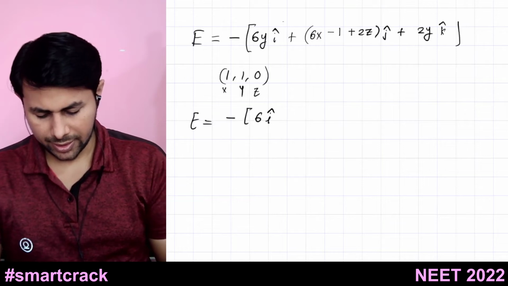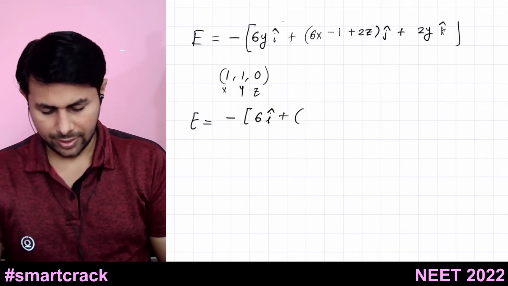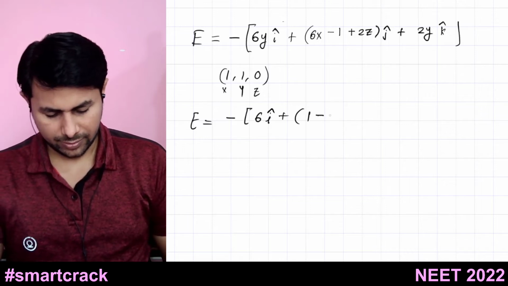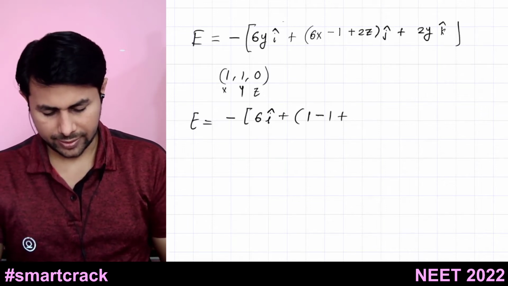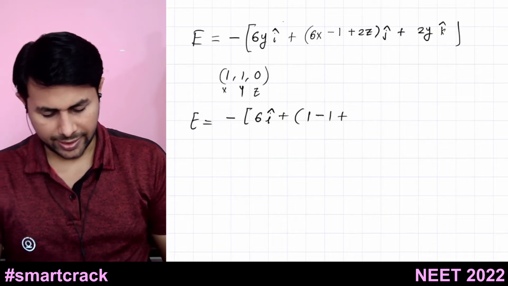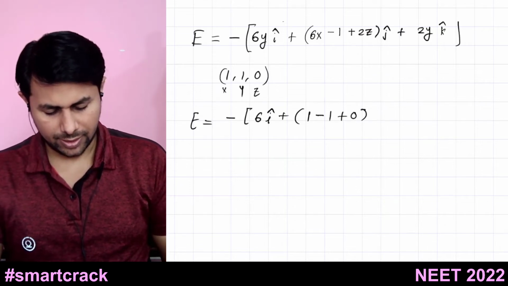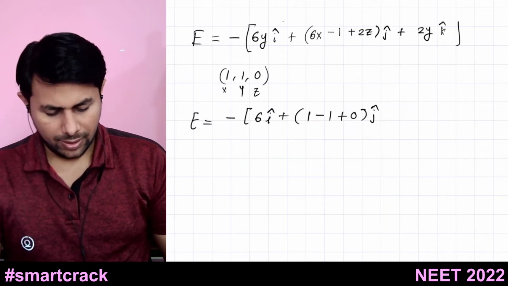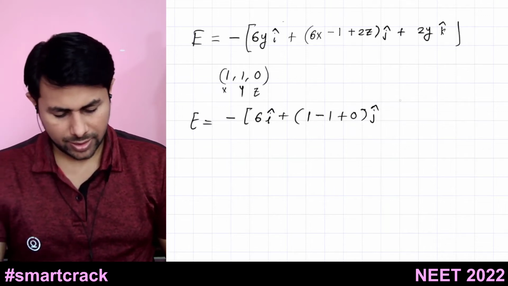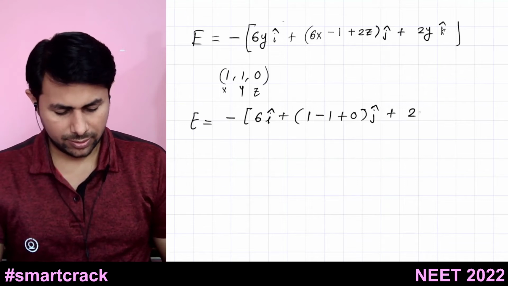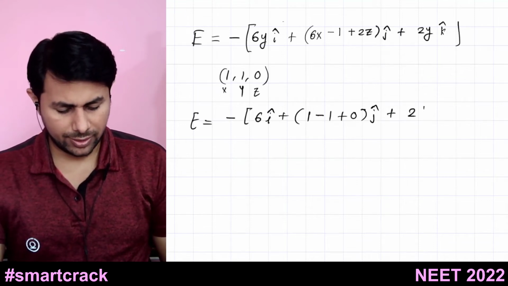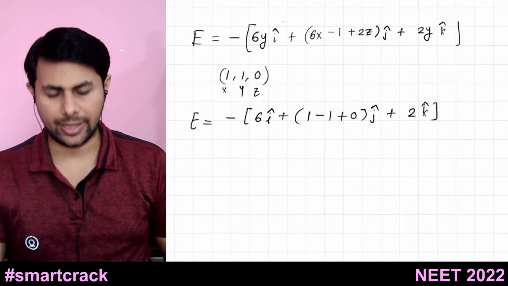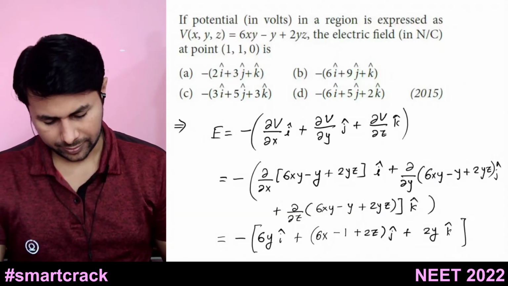Then here it's plus 6 times 1, okay, 1 minus 1 plus z is 0. So this is 0 j cap. Okay, so 0 is j cap, and 2y, so it is plus 2 times y, which is 1. Okay, so 2 k cap. So minus 6 i cap plus 2 k cap should be the answer.